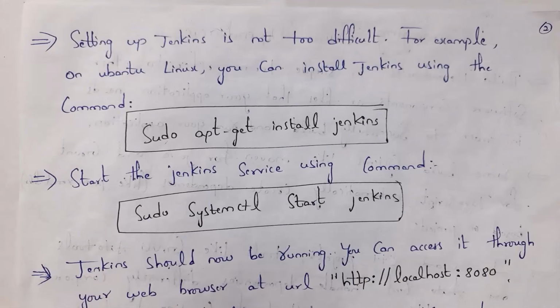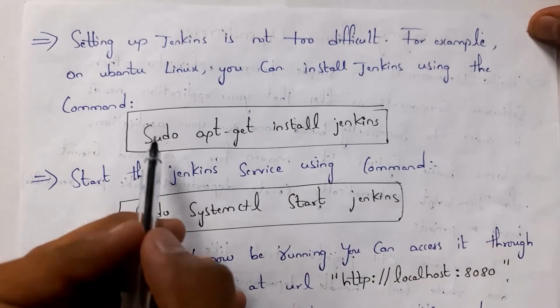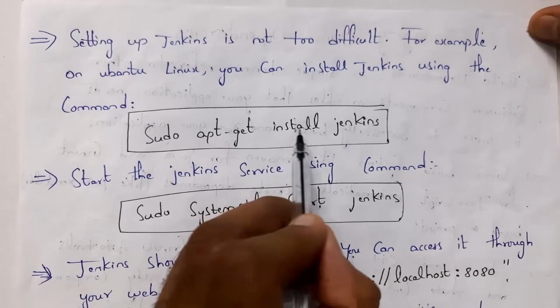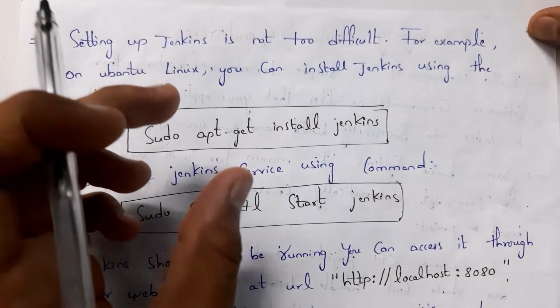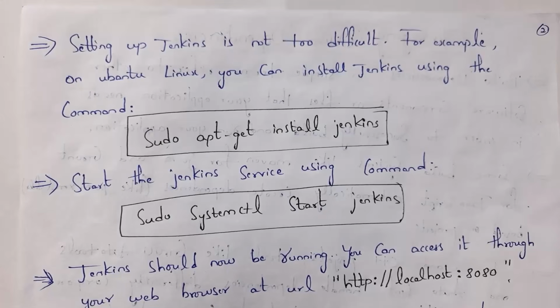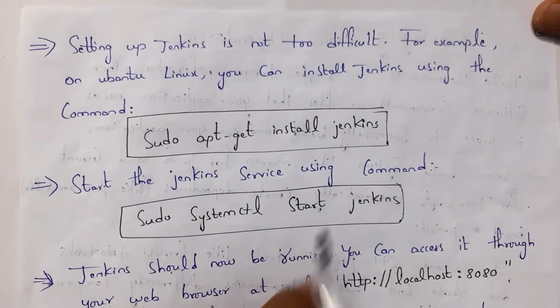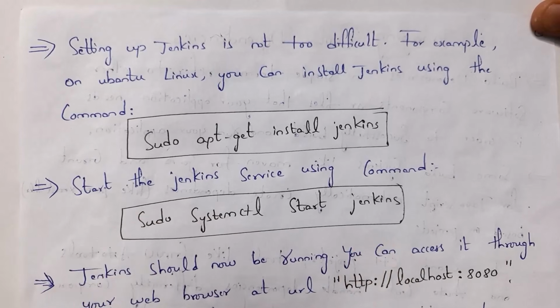Guys, installing Jenkins server in your system is very easy. For example, let us say I am using Ubuntu operating system. Then you need to run this command in order to install Jenkins. That is sudo apt-get install jenkins. Whenever you run this command in your system, you can install Jenkins. And in order to start Jenkins service, you need to run this command, sudo systemctl start jenkins. Whenever you run this command, it will start Jenkins.